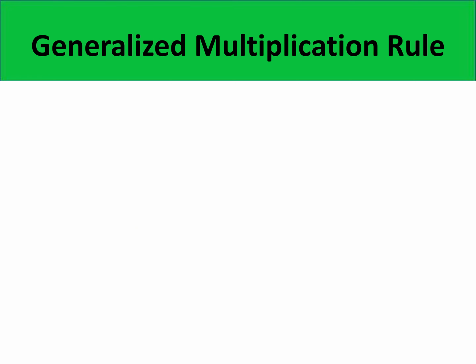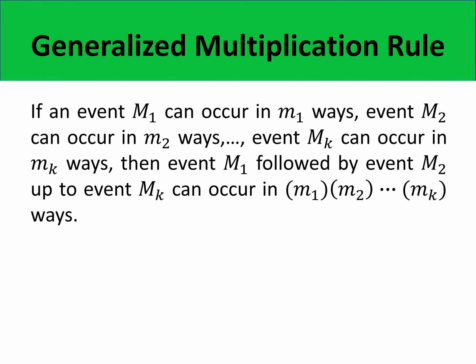If a statistical experiment is obtained by the conjunction of 3 or more events, then we shall use the generalized multiplication rule. If an event M sub 1 can occur in m sub 1 ways, event M sub 2 can occur in m sub 2 ways, up to event M sub k can occur in m sub k ways, then event M sub 1 followed by event M sub 2, and so on up to event M sub k can occur in m sub 1 times m sub 2 times up to times m sub k ways.